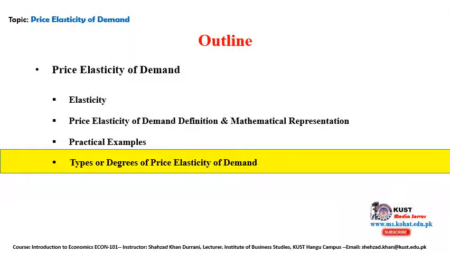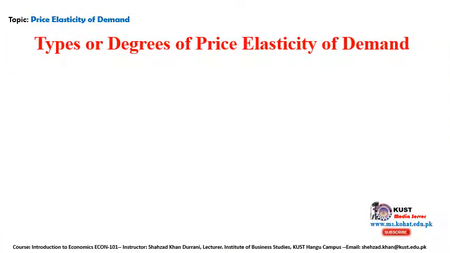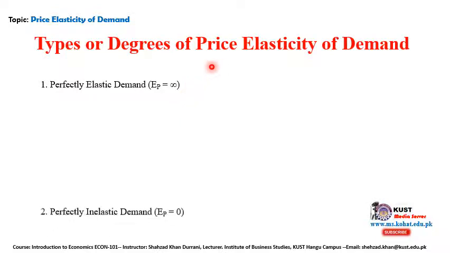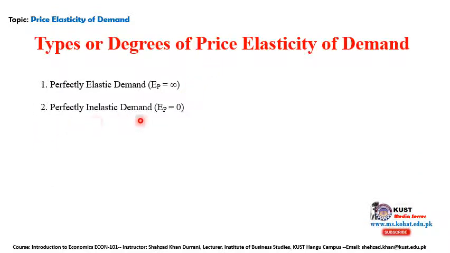Now we will do the types or degrees of price elasticity of demand. What are some of the types or degrees of the price elasticity of demand? We will do it one by one. The first one is perfectly elastic demand, where elasticity of demand is equal to infinity. What does it mean? We will explain it. The second type is perfectly inelastic demand, where elasticity of demand is equal to 0.